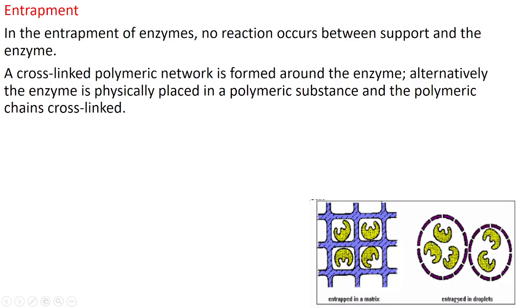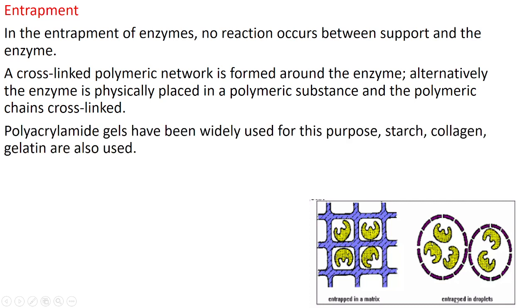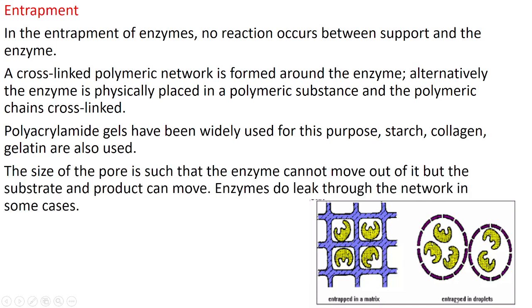Here a cross-linking polymeric network is formed around the enzyme, and the enzyme is physically placed inside this network. For cross-linking or entrapment purposes, you can use polyacrylamide gel, starch, collagen, gelatin, etc. Silica gel is also used for entrapment.